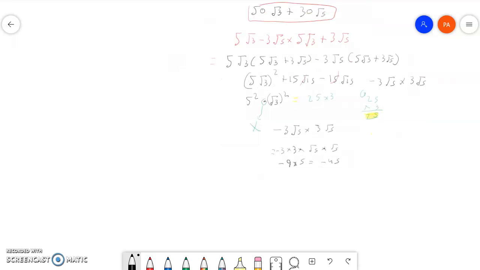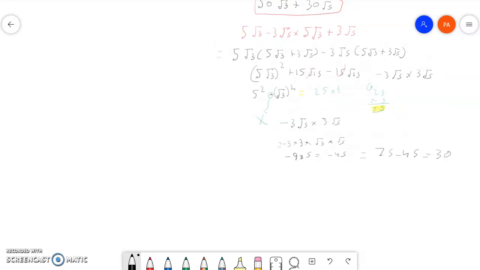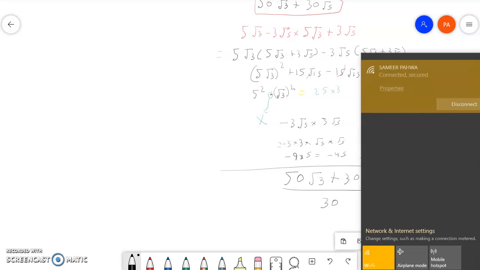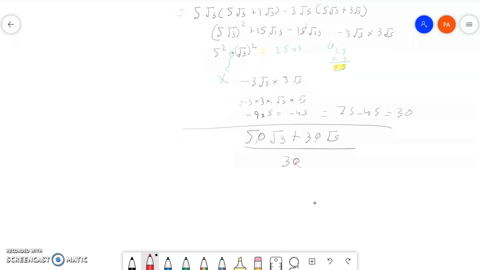So our denominator finally comes out to be 75 minus 45, that gives us 30. This is our denominator. Now our final simplified version comes out to be 50 root 3 plus 30 root 5 divided by 30. Now if you want to simplify it, you can cancel out the zeros. It will be much more comfortable and simple. That will give us 5 root 3 plus 3 root 5 divided by 3.